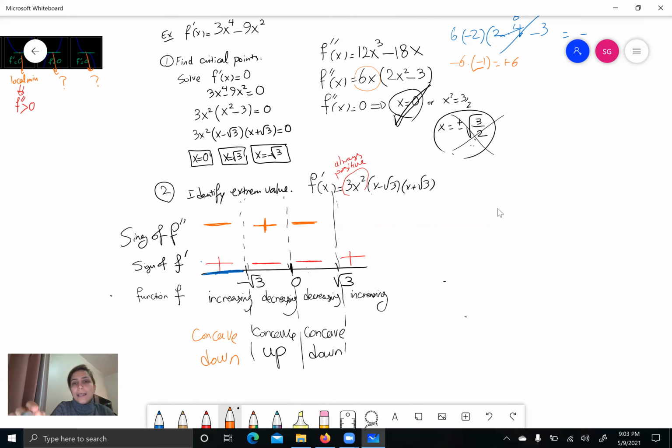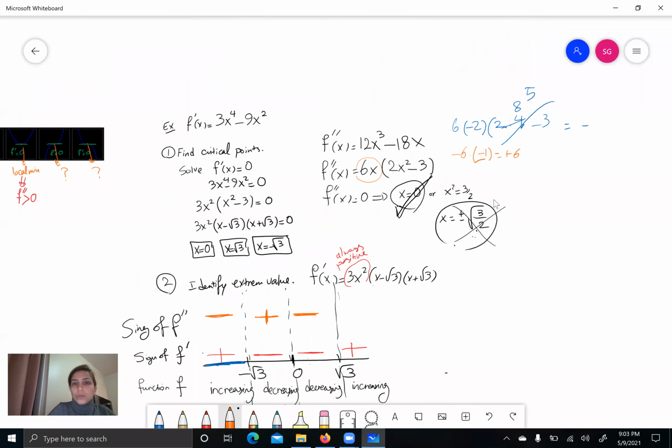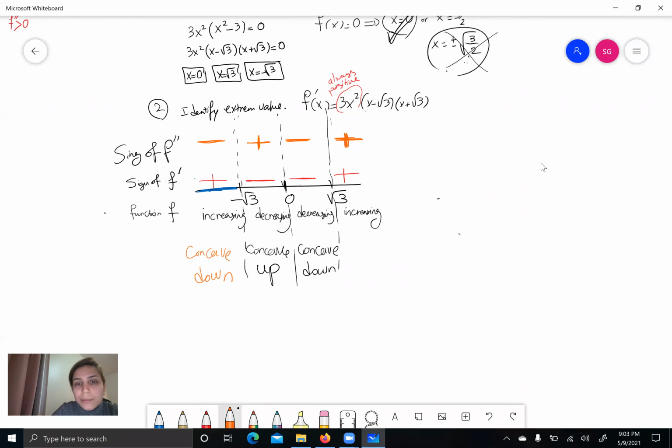Okay, and then what about after the square root of 3, like at 2? At 2, it's gonna be 6 times 2, 2 times 2 squared is 4, minus 3, 8 minus, this is gonna be positive. So the second derivative is positive. That means the function is concave up. Okay, I think now we can draw the graph.